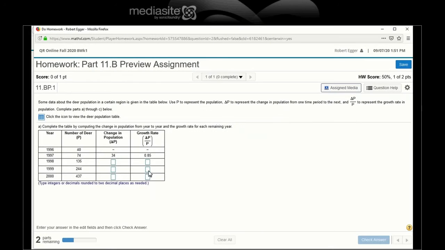Same thing. Okay, so try and find delta P. Remember, delta P, basically, is like population 2000 minus population 1999. So of course, 34 was gotten by taking 74 minus 40. That gave us 34. So 135 minus 74 looks like 61.